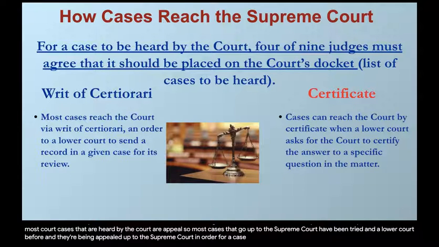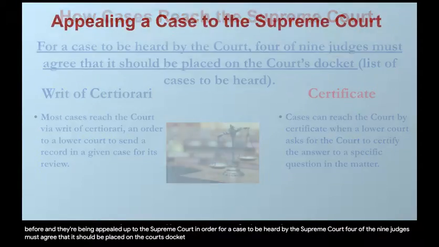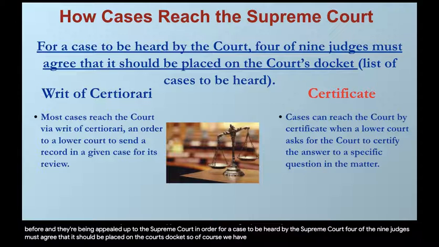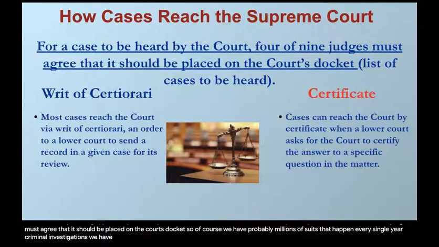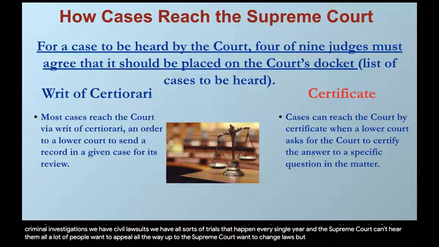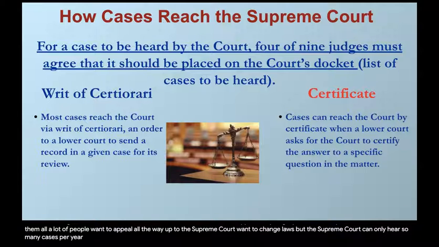In order for a case to be heard by the Supreme Court, 4 of the 9 judges must agree that it should be placed on the court's docket. So, of course, we have probably millions of suits that happen every single year, criminal investigations, civil lawsuits, all sorts of trials, and the Supreme Court can't hear them all. A lot of people want to appeal all the way up to the Supreme Court, want to change laws, but the Supreme Court can only hear so many cases per year. So they get to decide which cases they're going to hear. So as long as 4 out of the 9 judges agree, then it gets placed on the court's docket.